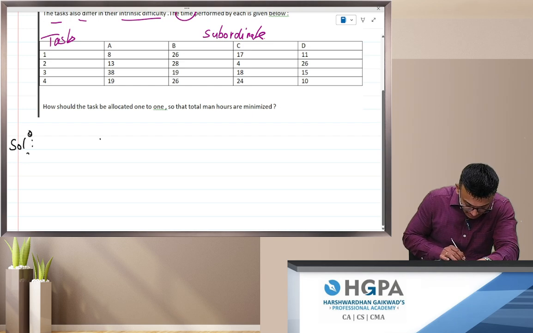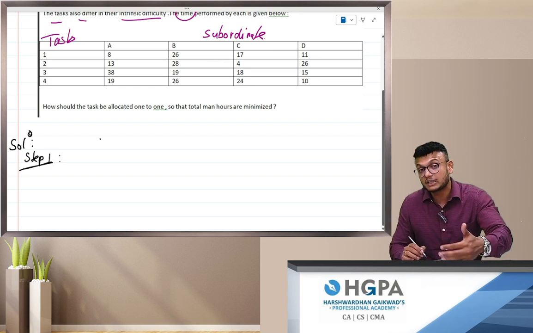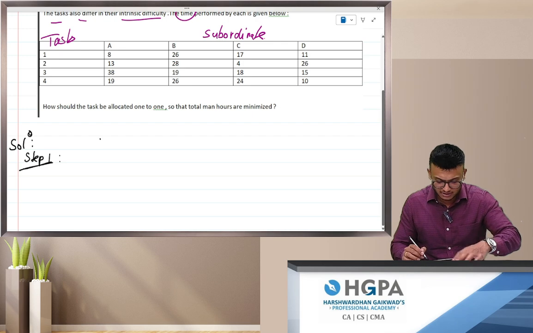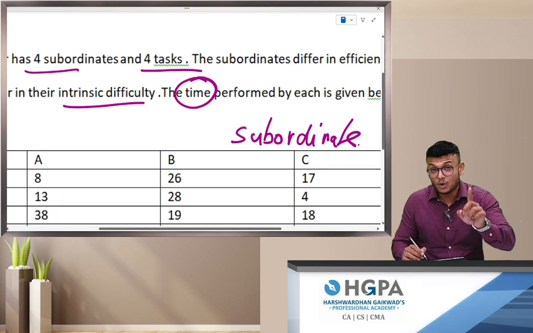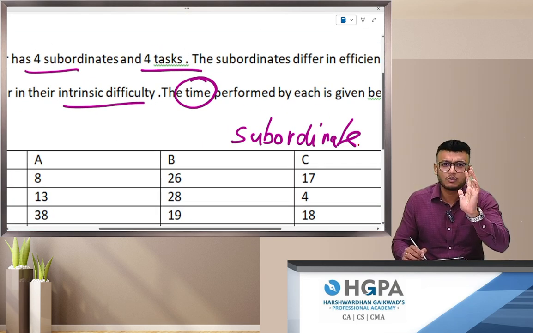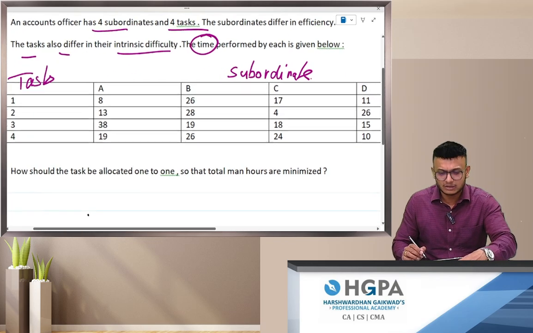Solution. Sir, step number 1. What will be step number 1? To find out whether the given question is for minimization or not. Sir, that we have already found out. If the question is for time or cost, very good to go. Hungarian method is going to work for these approaches.